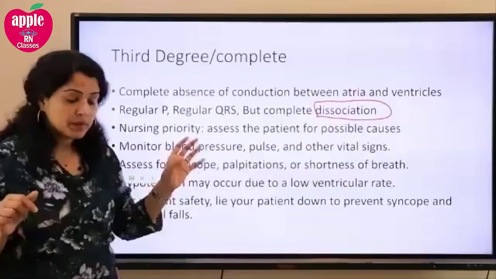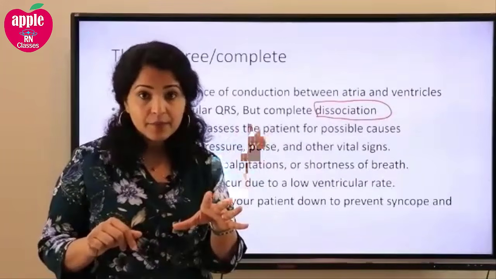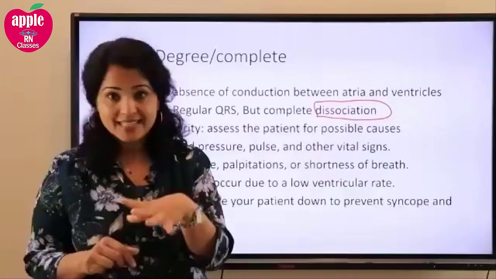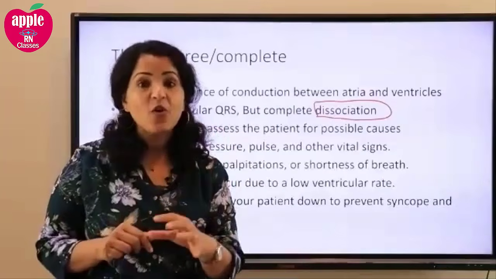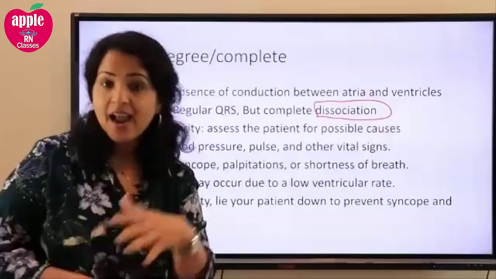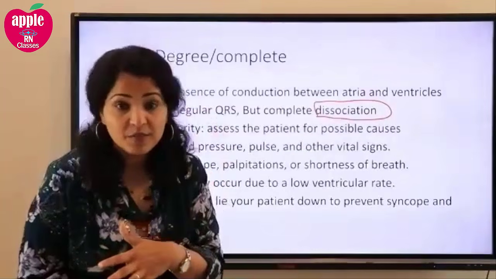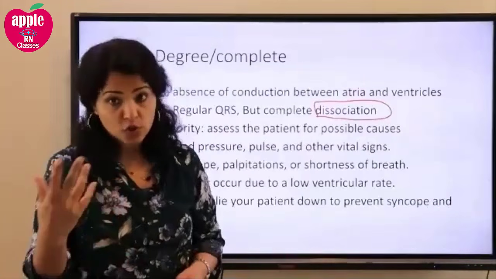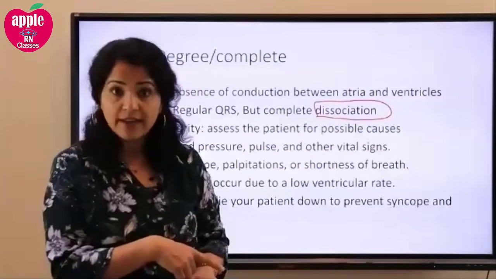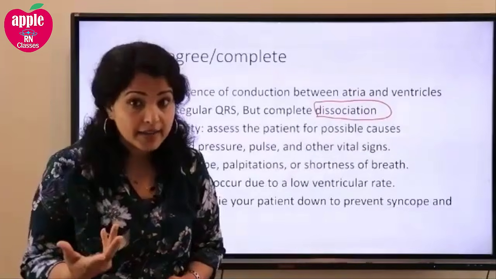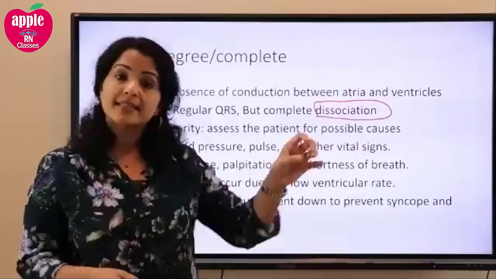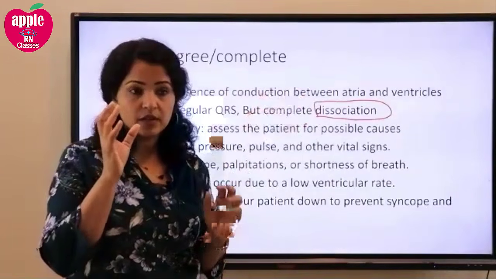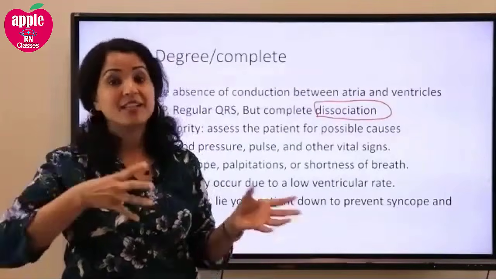So the P wave may be coming. Okay, SA node is giving the impulse, P wave is coming, but it's not going to go through the AV node. It is not reaching the ventricle. So the ventricle is going to contract by itself. Whenever the SA node is failing, the ventricles are designed to contract. So the SA node will have its rhythm, and the QRS will have its own rhythm.